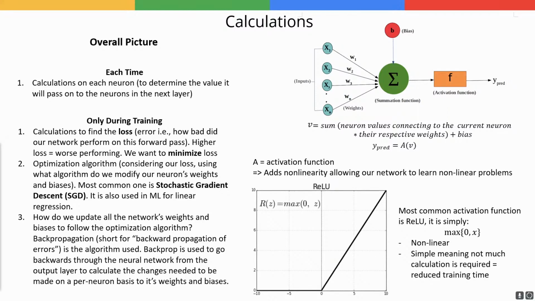And so the optimization algorithm points to a certain direction where we need to go. But we still need to update all the network's weights and biases to go in that direction. And to do this, we use something called backpropagation. So after a forward pass, you get the loss, you pass that into the optimization algorithm. The optimization algorithm tells you which direction to go. And to actually update the weights and biases that would make it go in that direction, backprop goes backwards through the network from the output layer to find the changes needed on a per neuron basis on its weights and biases, and then make that change.